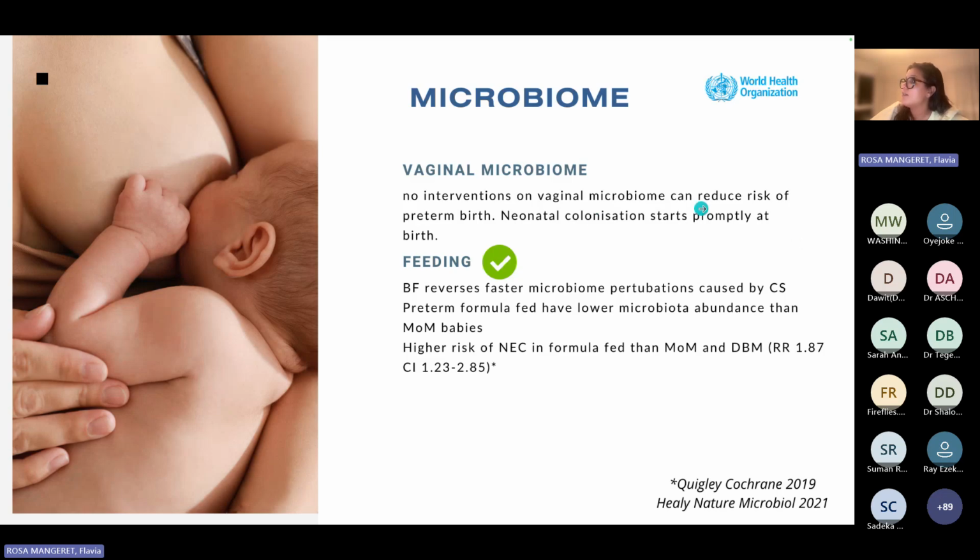So neonatal colonization starts promptly at birth. But feeding, we know that breastfeeding reverses faster microbiome perturbations caused by cesarean section. Preterm formula fed babies have lower microbiota abundance than mother's own milk babies. So mother's own milk basically protects the microbiome. High risk of NEC in formula fed, and this is a consensus. This has been proved again and again. Preterm babies fed with formula have higher risk of NEC compared with babies fed with mother's own milk.